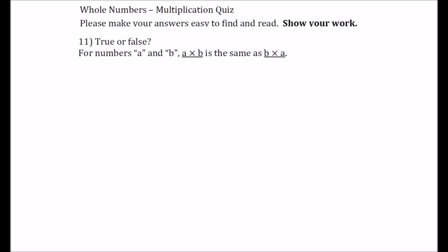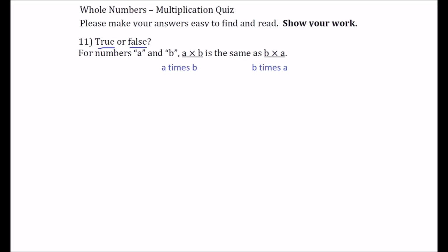All right, one more. So here we go with the last problem, number 11. It's giving us the option here, true or false. So one of these is going to be our answer. For numbers a and b, a times b is the same as b times a. Let me just type that out. Just remember with that multiplication symbol, we usually say times: a times b, b times a.